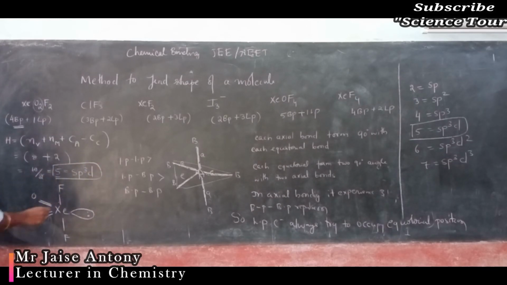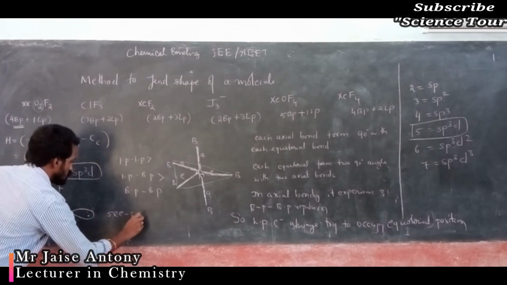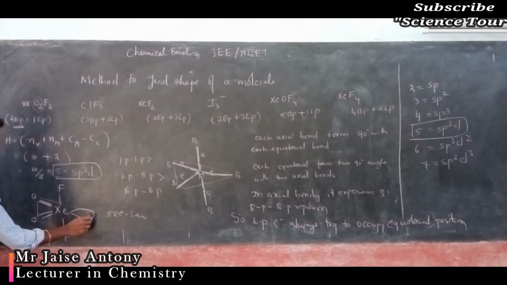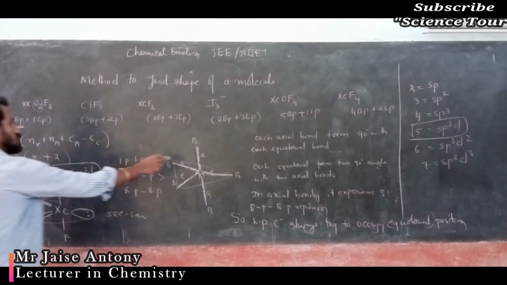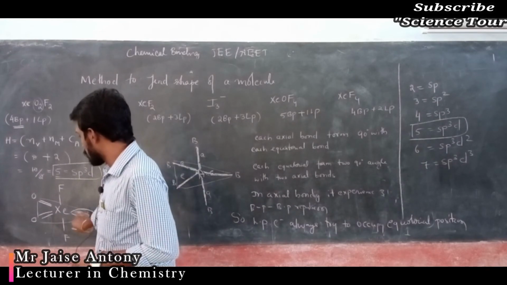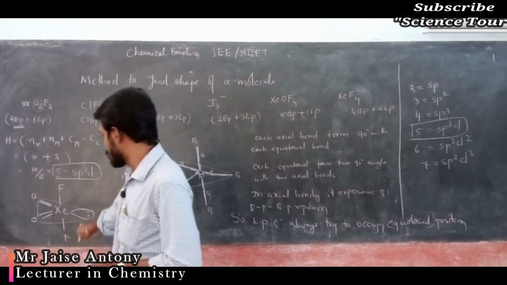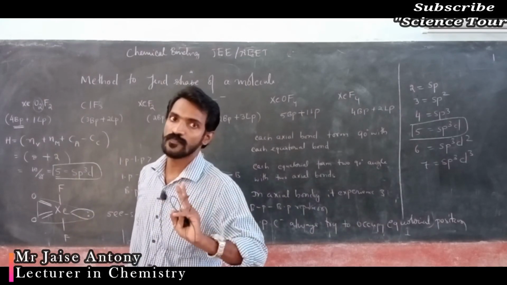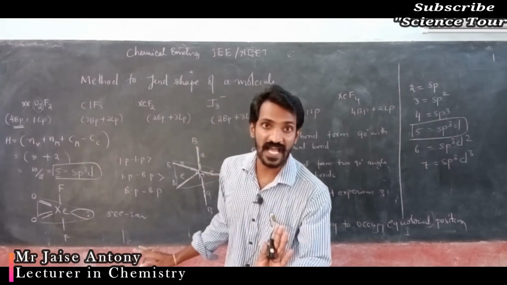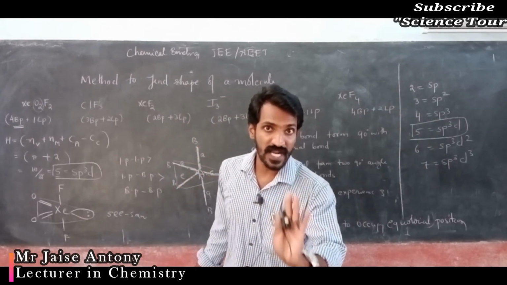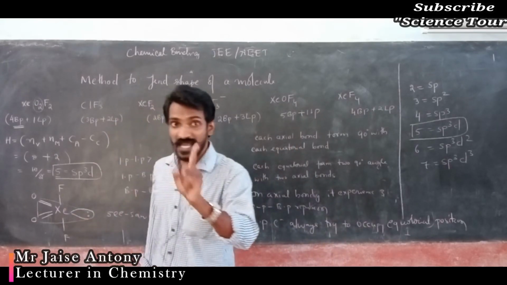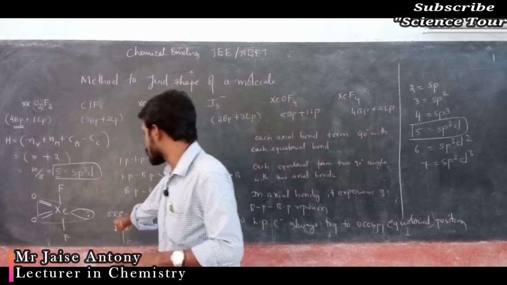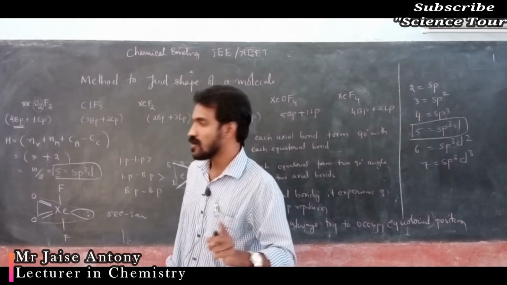Which shape is this one? The geometry is trigonal bipyramidal, but the shape is different. This is called seesaw shape. It actually looks like this. It is not trigonal bipyramidal in shape because a lone pair of electrons is there, and the shape changes. It is called seesaw. If all are bond pairs, it is trigonal bipyramidal. If there is any lone pair, the shape changes. The shape is called seesaw.